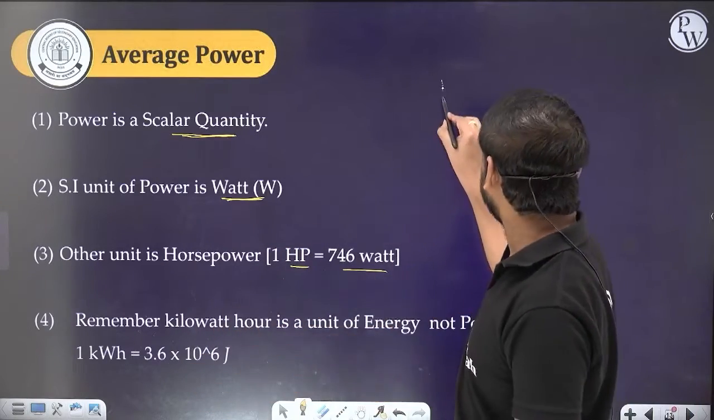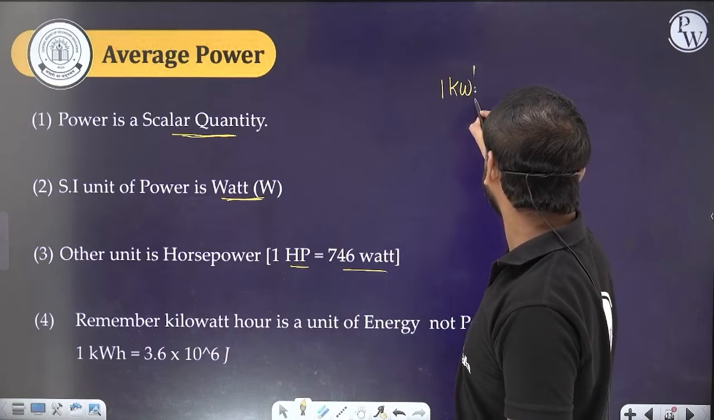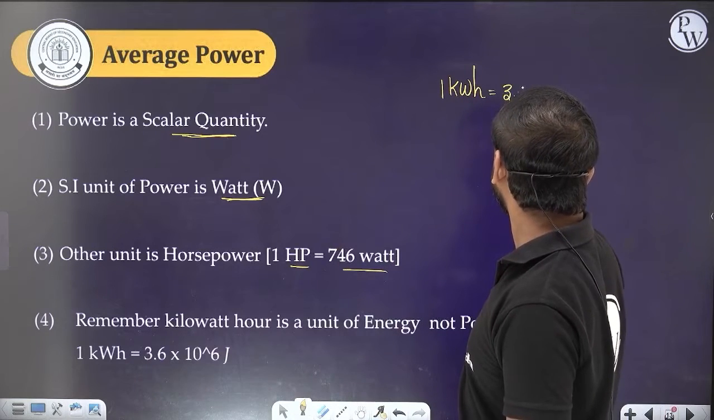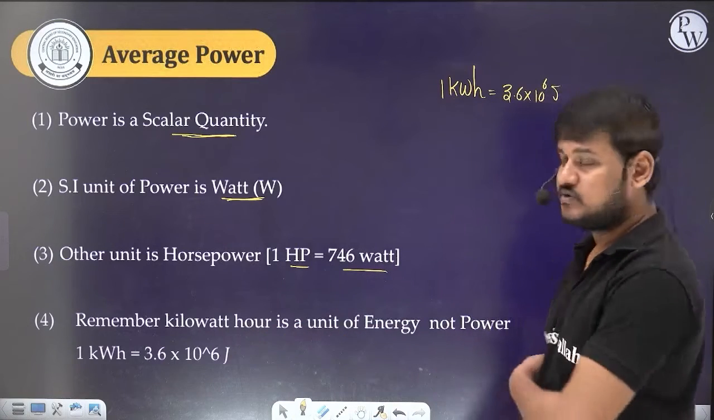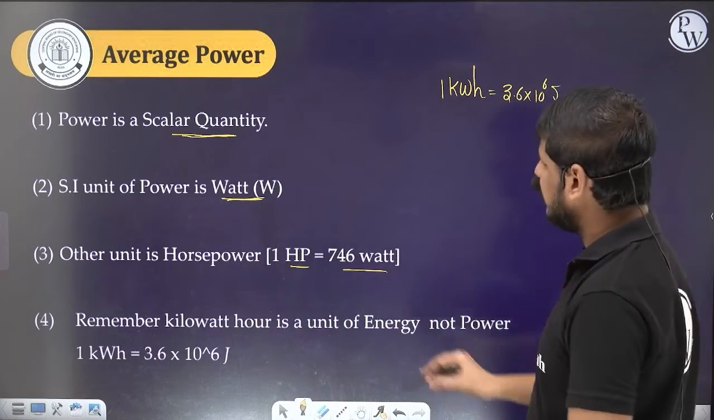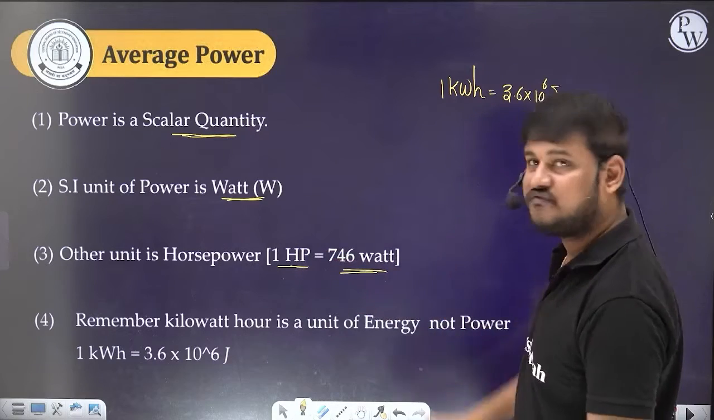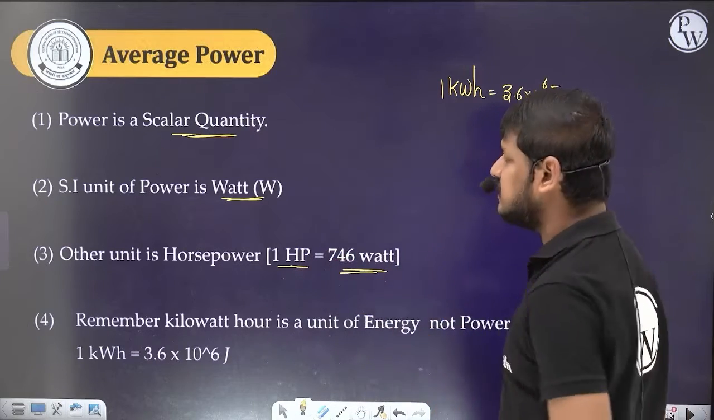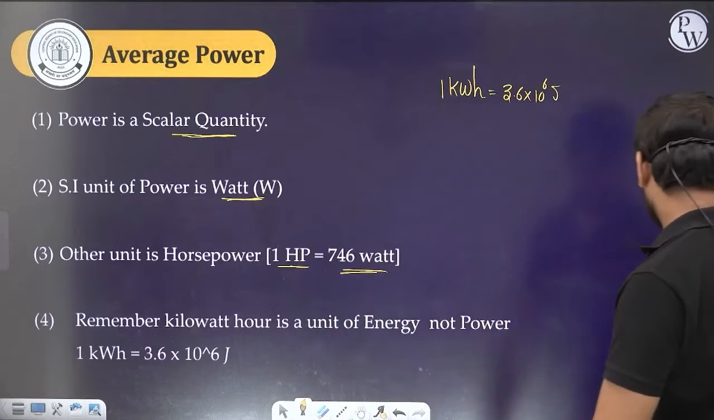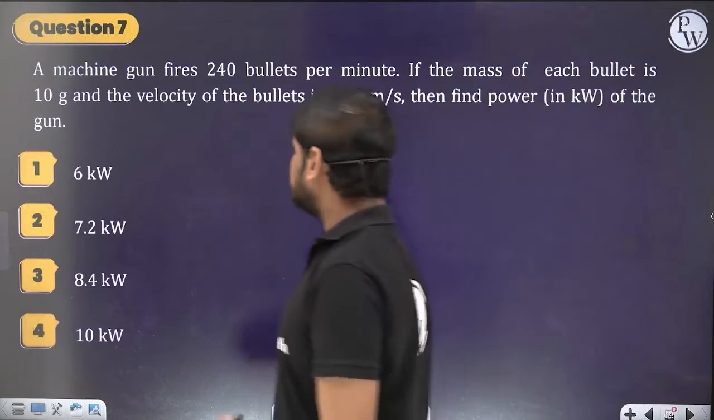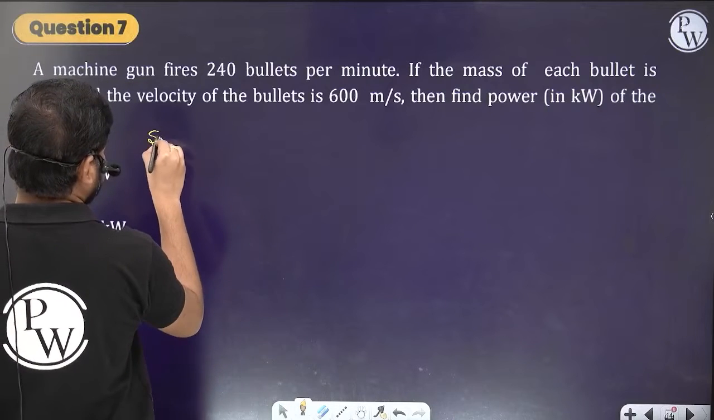1 kilowatt hour is equal to 3.6 into 10 to the power 6 joules, and 1 horsepower is equal to 746 watts. Sometimes they may give it in the questions, so just have the knowledge, guys. Clear? Chalo. Let's solve some questions related to power.